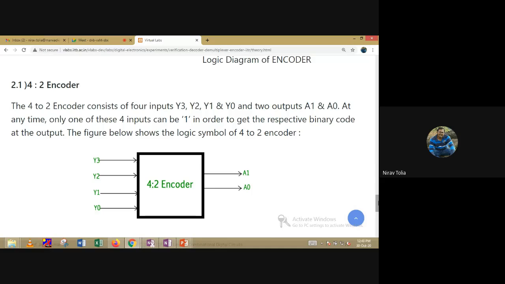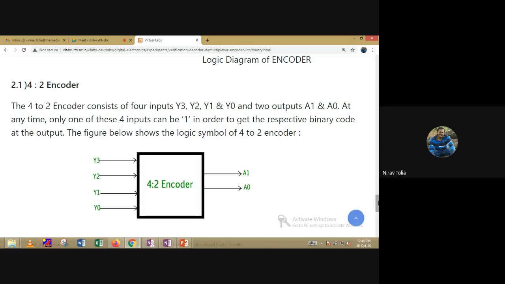You can see here Y0, Y1, Y2, and Y3. So we have 4 inputs Y0, Y1, Y2, and Y3, and we have 2 outputs only, A1 and A0. So you can say we have a decimal number input 0, 1, 2, 3, and we have to convert this decimal number into binary form.